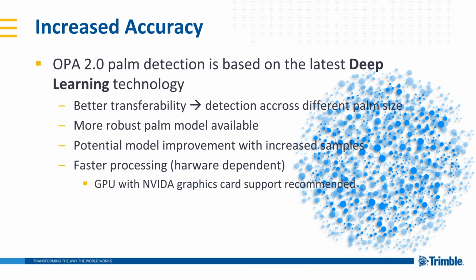In addition, this opens up faster processing. Of course, this will be hardware dependent. If we're using GPUs with an NVIDIA graphics card, we can really speed up the processing within the deep learning methodology here.